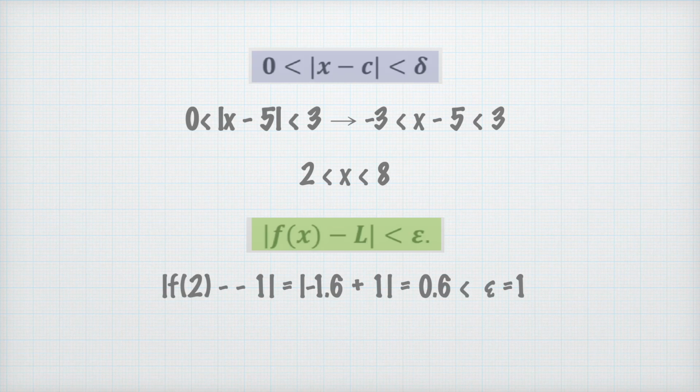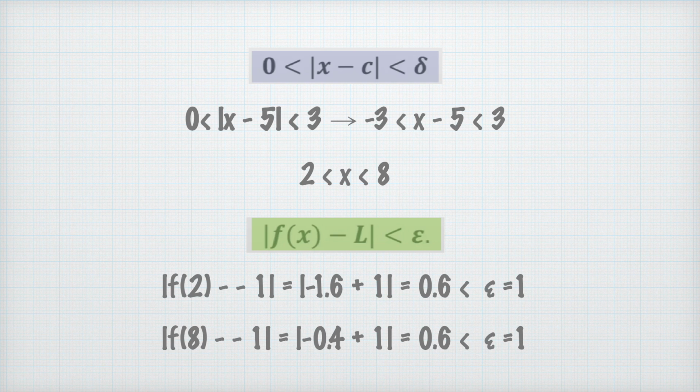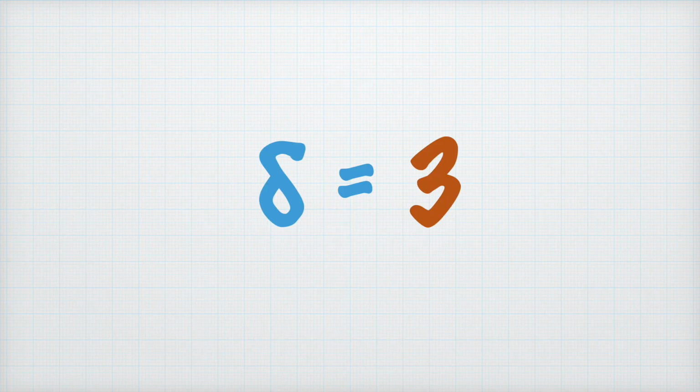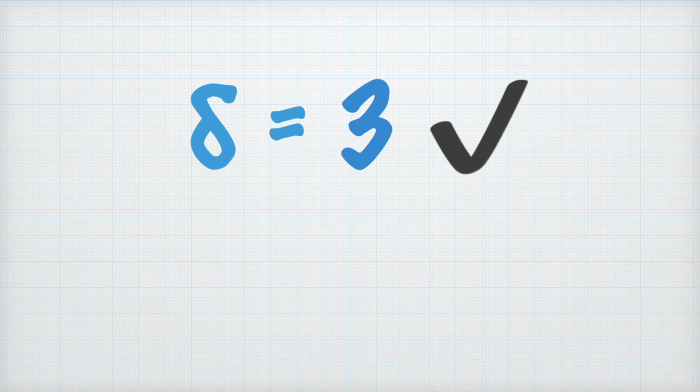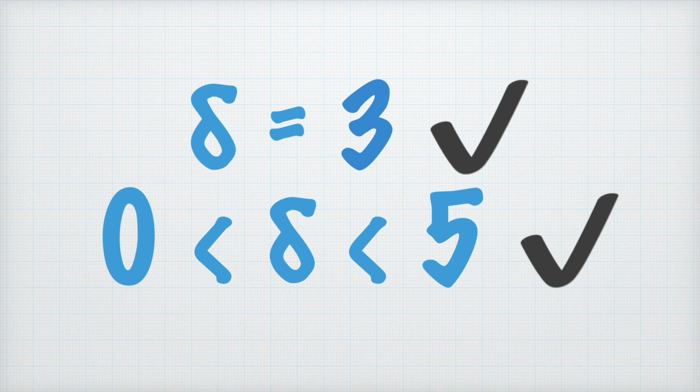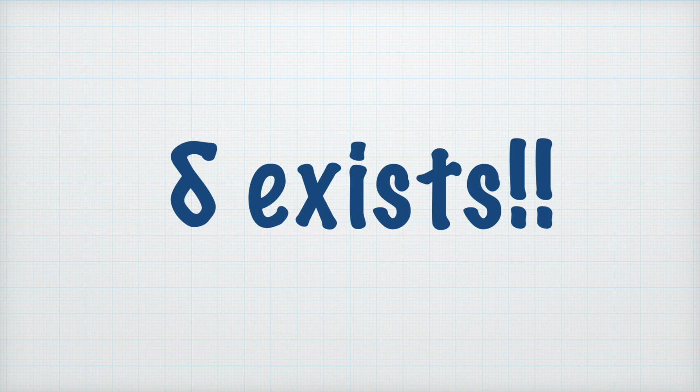Then if we take f of 2 minus the limit, -1, that would be -1.6 plus 1, or 0.6, which is indeed less than epsilon, which was 1. The same is true for f of 8. And since we have a linear function, all the values of x between 2 and 8 would give us function values within 0.6 of the limit as well. So it works. Delta could be 3. In fact, delta could equal any number less than 5. But we only need 1 to show that delta exists.